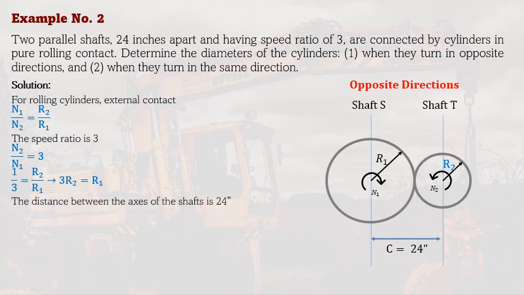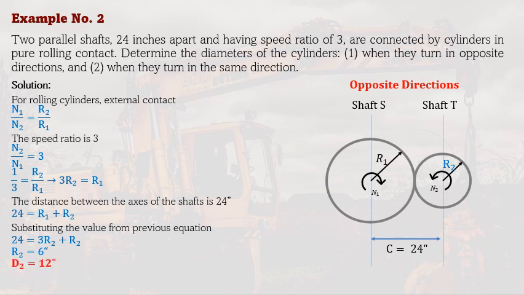So the distance between the axis of the shaft is 24 inch. And using our relationship between the distance between the radius, if they are in opposite direction or external contact, 24 inch would be equals to r1 plus r2. Since we already know the value of r1 in terms of r2, then we can substitute that one in our previous equation, thus obtaining the radius of 2. Since we're looking for the diameter of cylinders, then the cylinder 2 would have diameter of 12 inch. So 12 inch would be the diameter of cylinder 2.